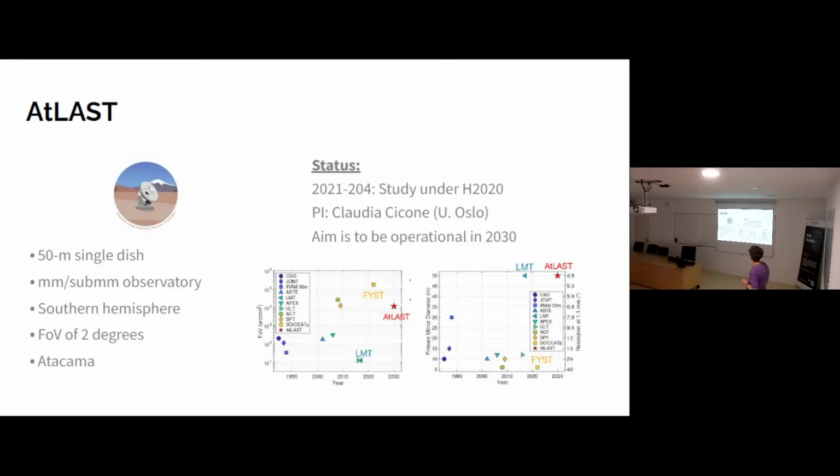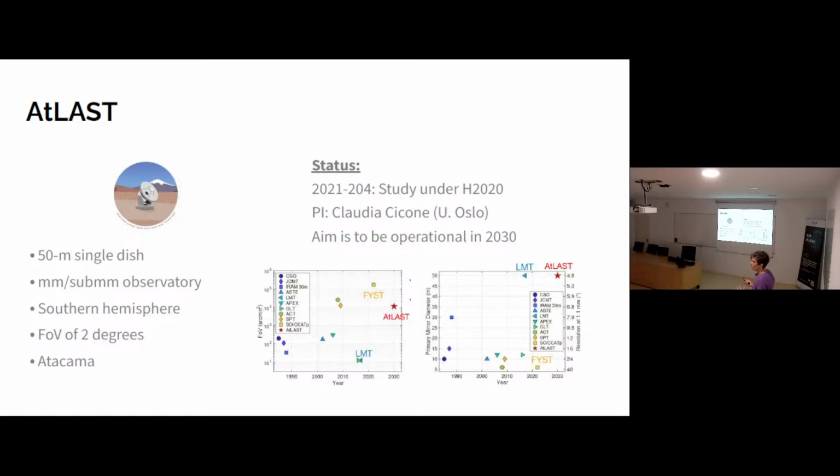It has a field of view of 2 degrees, and currently a study is underway into the feasibility of this project. But this diagram shows where it sits, so this is in time, but where it sits in terms of field of view on this axis and primary mirror diameter. So it has a smaller field of view than FYST, which is being planned for a few years from now. But FYST, which is sitting here in terms of the diameter of the primary mirror, is much smaller, and AtLAST is more comparable to the LMT. So the idea is that AtLAST will be operational in 2030.